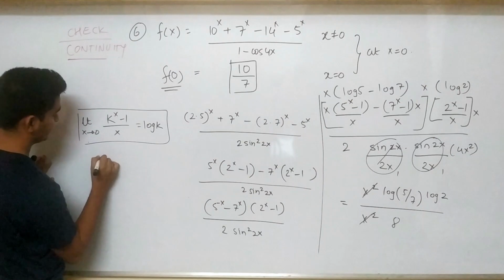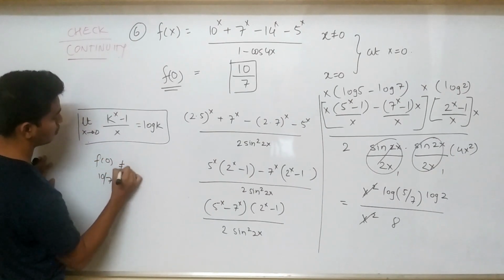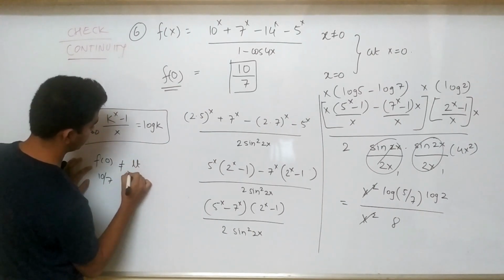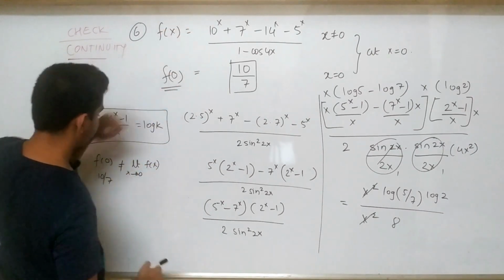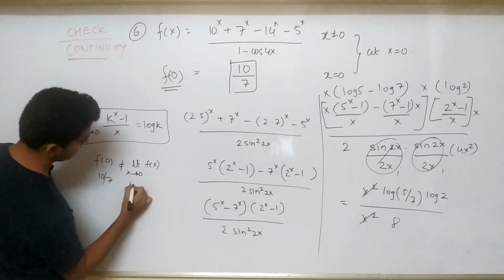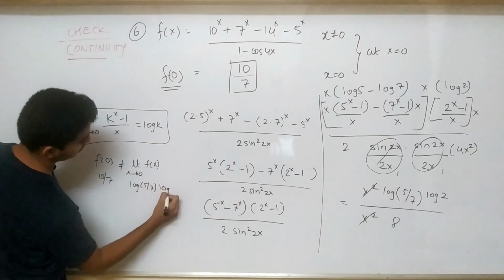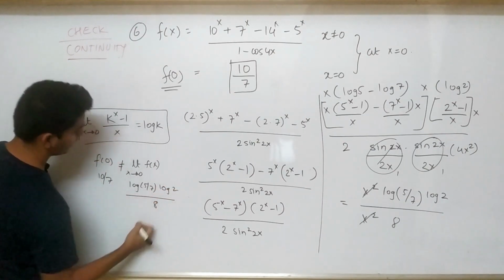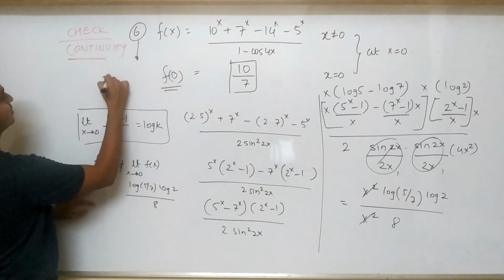So basically f of 0, which is 10 upon 7, is not equal to the limit as x tends to 0 of f of x, which is this function, whose value is log of 5 upon 7 times log of 2, everything divided by 8. So we can say that this function is discontinuous.